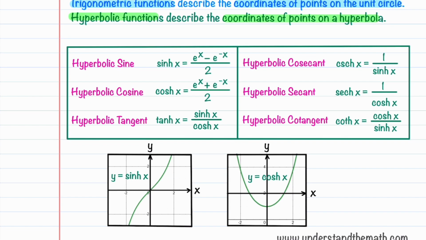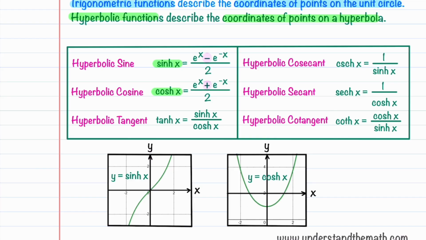There are 6 hyperbolic functions, and they're defined in terms of exponential functions. The hyperbolic sine function is written as sinh of x, and you can see that it's defined in terms of exponentials. The hyperbolic cosine is cosh of x, and it's also defined in terms of exponentials. The difference between these two functions is that with the sinh function, there's a minus sign, but with the cosh function, there is a positive sign.